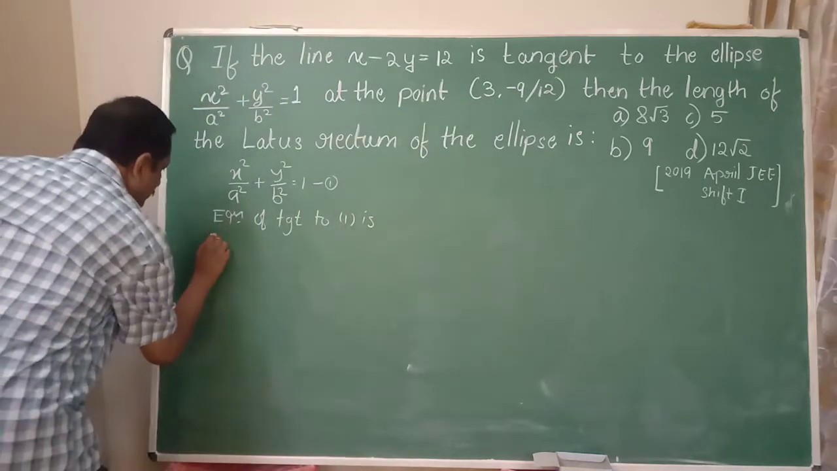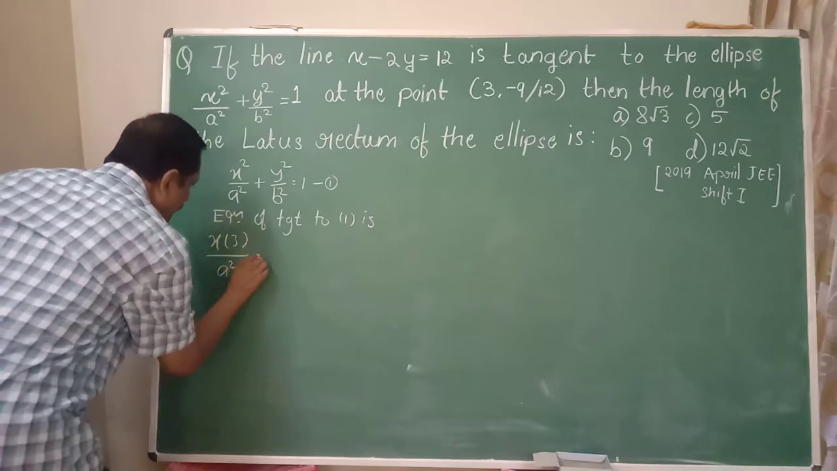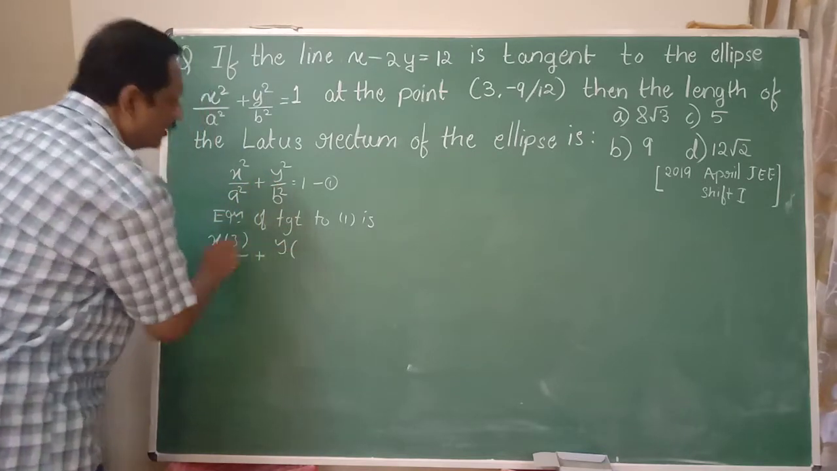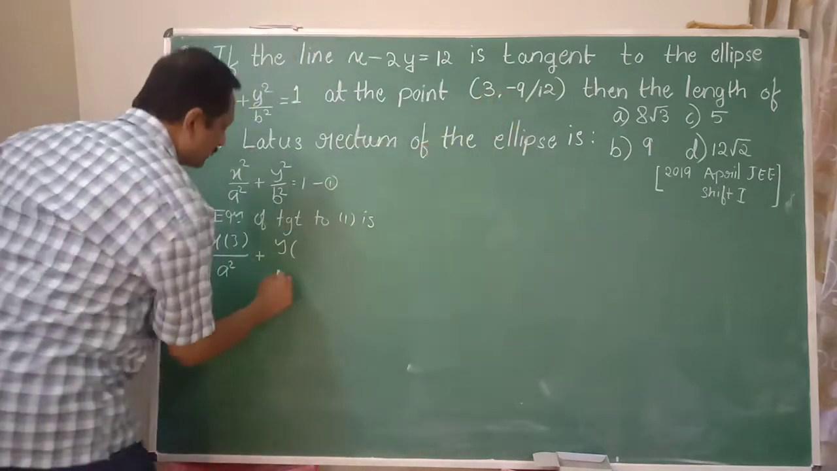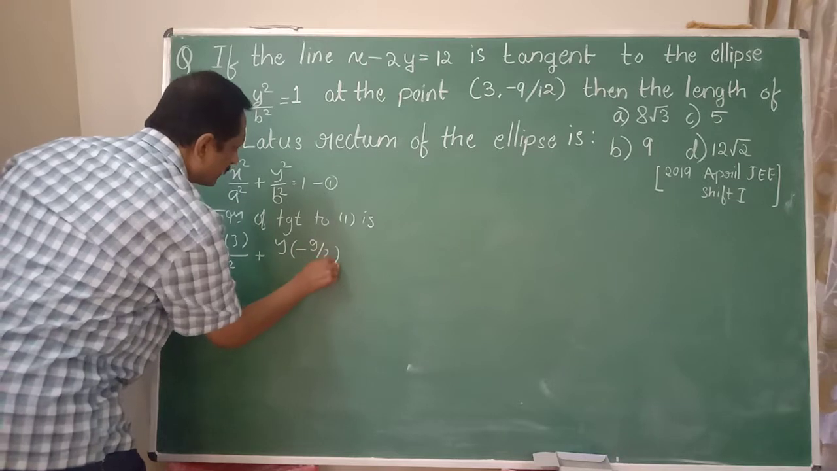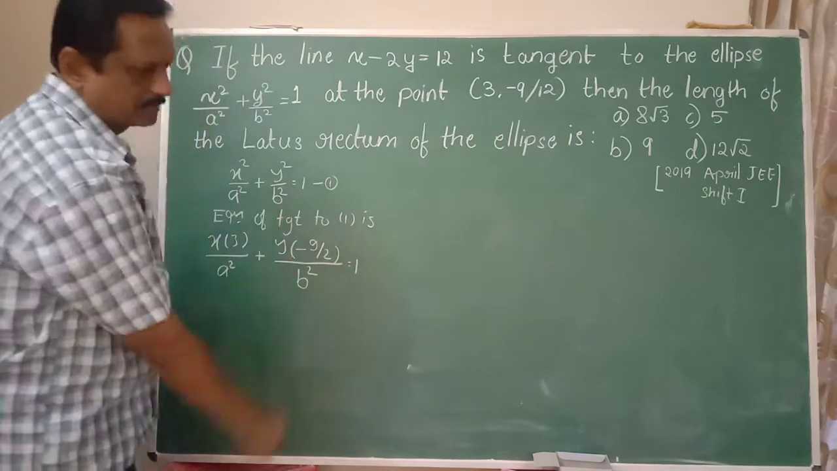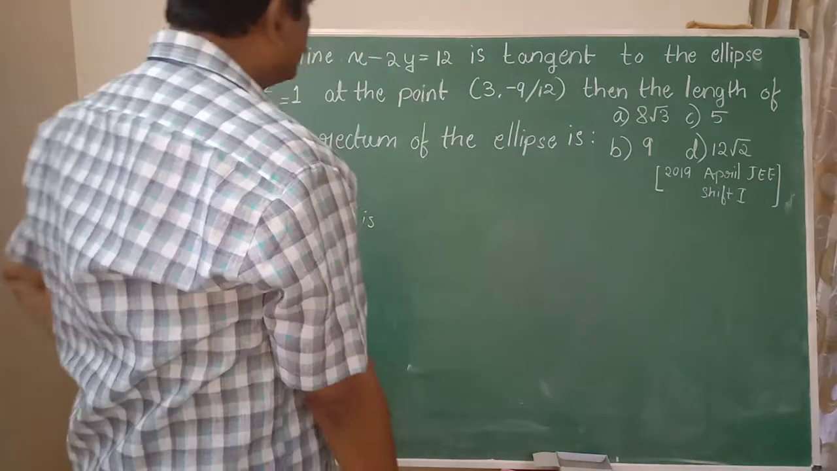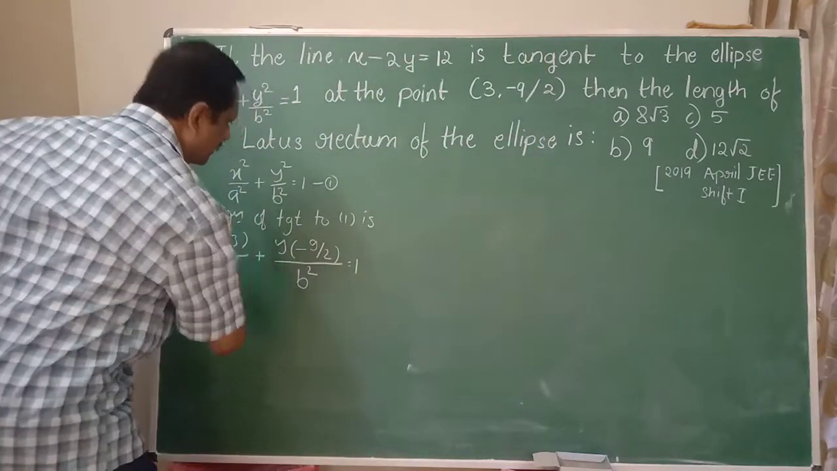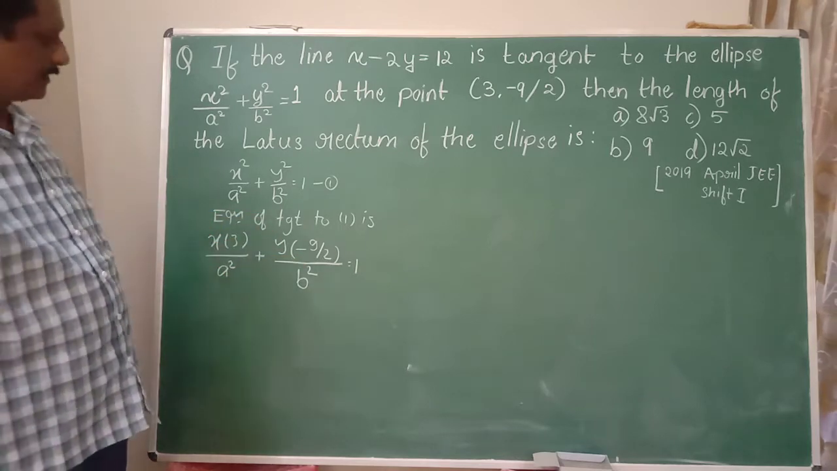Therefore x into 3 divided by a square, then plus, replace y square by y y1. Here y1 is minus 9 divided by 2. Earlier I said 9 by 12, but here it is not 9 by 12, it is 9 by 2. So just replace 9 by 2 here. So minus 9 upon 2 divided by b square is equal to 1.